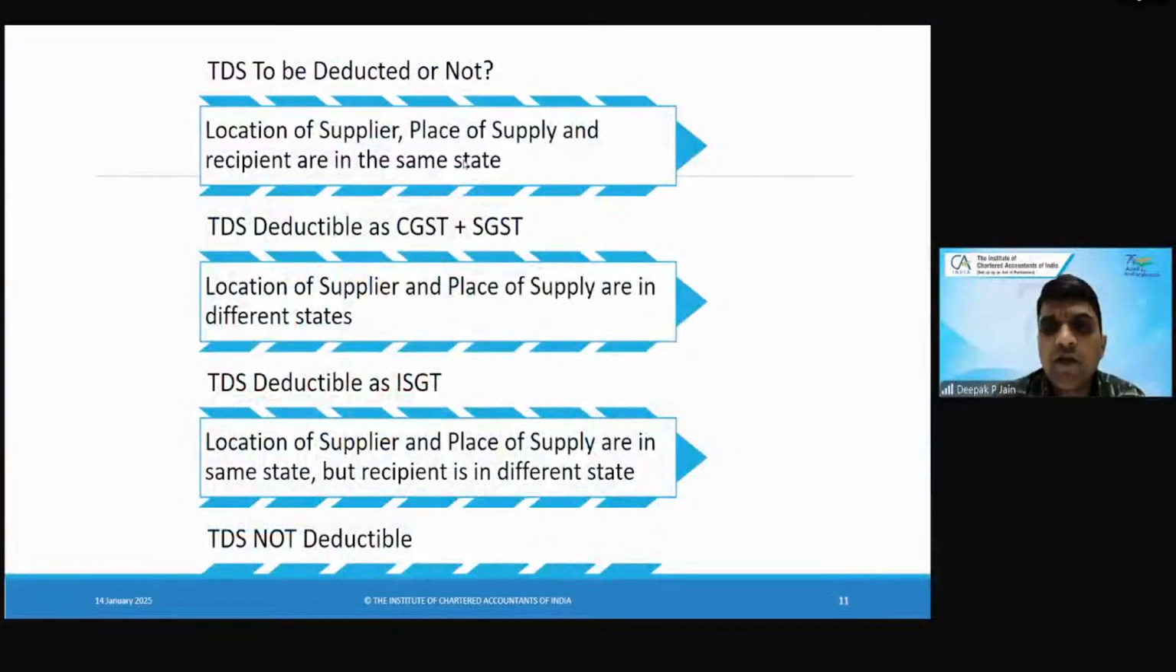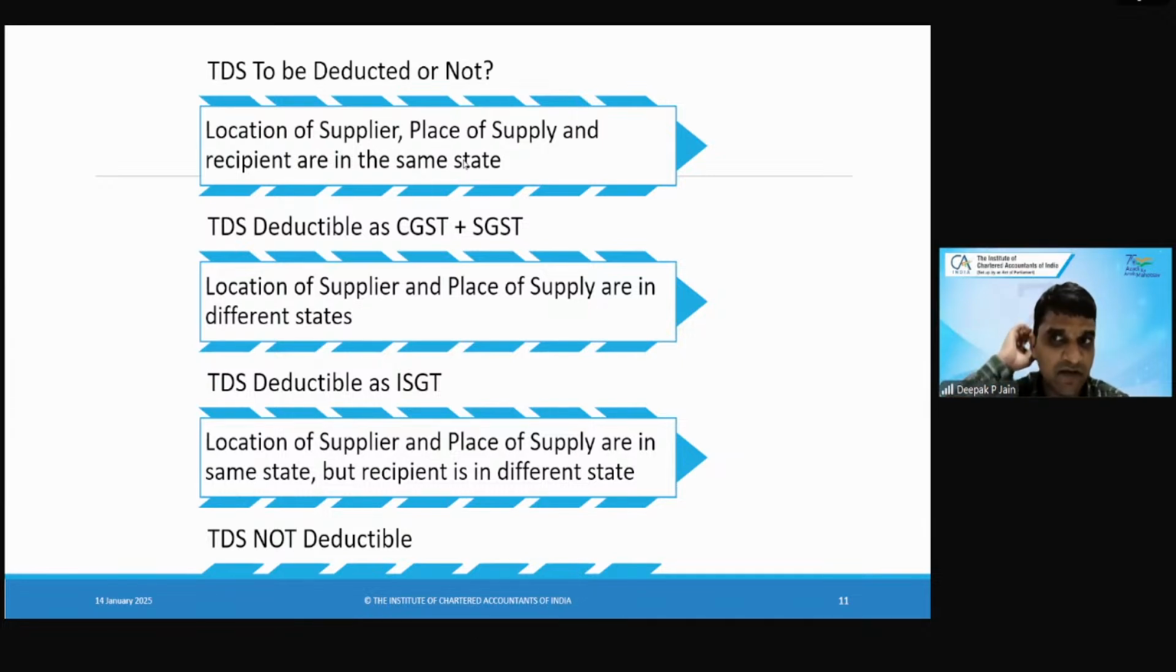Yes, there is one query. If the supplier location and place of supply are in one state and the recipient location is in another state, no TDS is applicable. But sir, if the supplier is in one state, say Karnataka, and place of supply and recipient location are in Tamil Nadu, will the TDS applicable be IGST or is it the same? See, where the supply happens and what the nature of supply is will decide the GST.